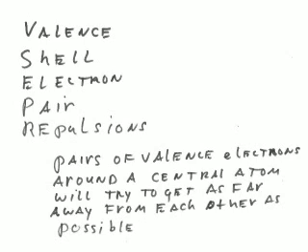So VSEPR theory simply says that the pairs of valence electrons around a central atom will try to get as far away from each other as possible.